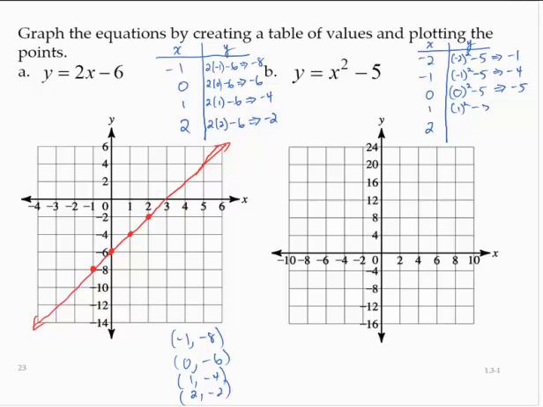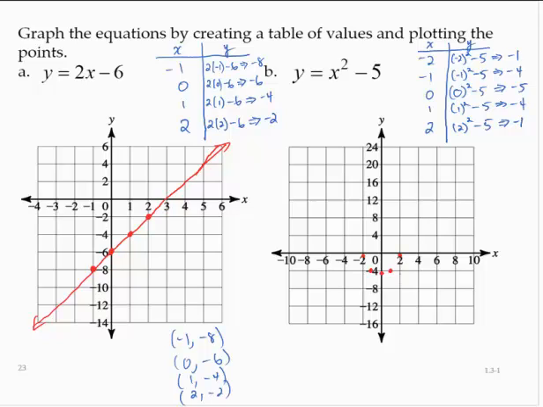1 squared minus 5 is 1 minus 5 is negative 4. And for 2, we'd have 2 squared minus 5. That's 4 minus 5 is negative 1. So again, we have some ordered pairs here. Negative 2, negative 1. Negative 1, negative 4. 0, negative 5. 1, negative 4. And 2, negative 1.